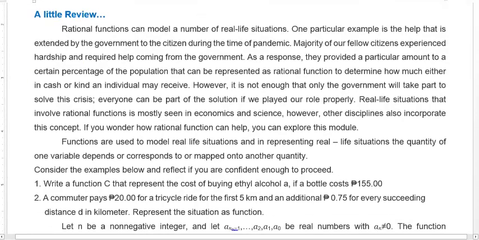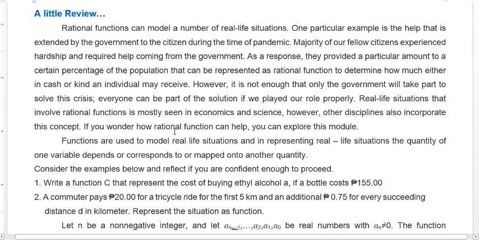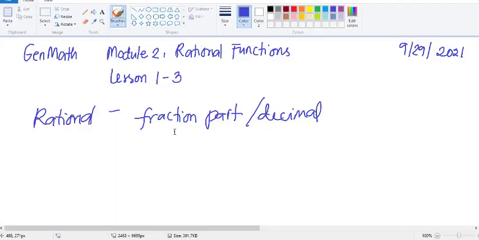Anyway, a little review. Rational functions can model a number of real-life situations. Kahit anong mathematical model actually. They are formed because of real-life situations. One particular example is the help that is extended by the government to the citizen during the time of pandemic. Yung ayuda. Naalala nyo ba yun? Mayroong time na nagbigay ng ayuda ang gobyerno sa citizens. Kasi nga, pandemic. Ang daming business na nagsira, ang daming nangyari, walang pera ang mga tao.